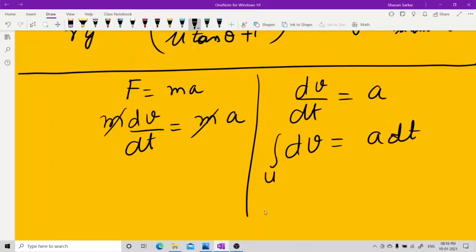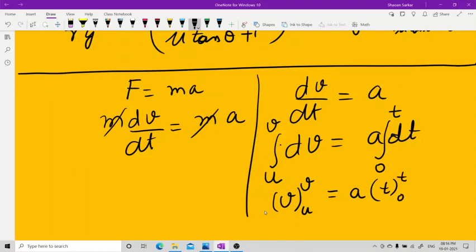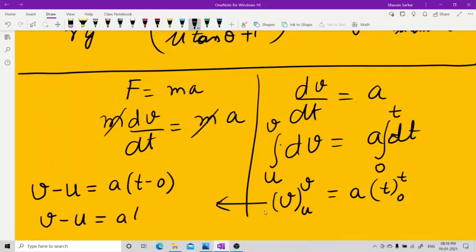Now this is the initial, I write u, the final I write v, and the initial time is 0, final time is t. Now what I do is integrate. I know v to the power of 0 is 1, so I'll write v, with the lower limit and the upper limit, and here also t, with the lower limit and the upper limit. Now from here I'll get upper limit minus lower limit is equal to a times upper limit minus lower limit, and I'll get v minus u is equal to at. This is my first equation of motion.